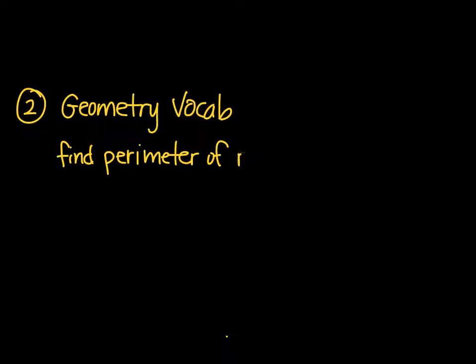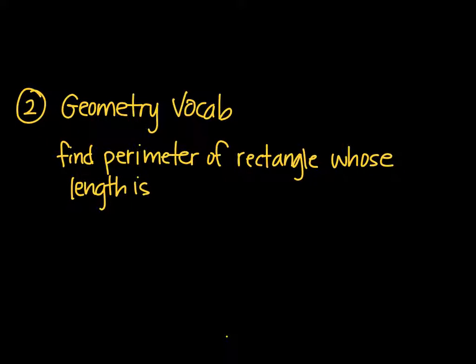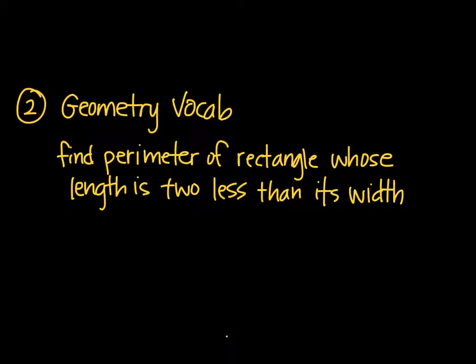Okay, and so you might have find the perimeter of a rectangle shape whose length is 2 less than its width. So now you've got some subtraction words in there. You've got less than, whose length is 2 less than its width. You have that, and you have the perimeter, and we have to put all of that together.